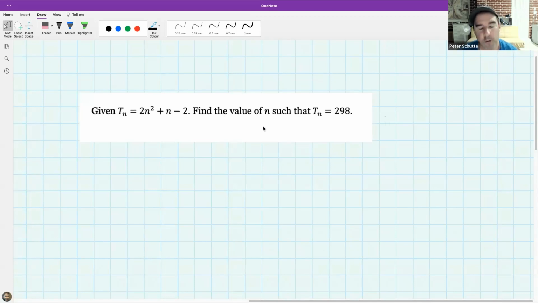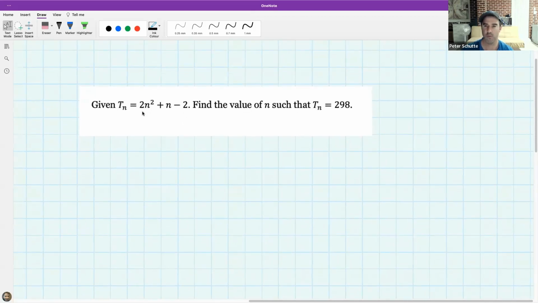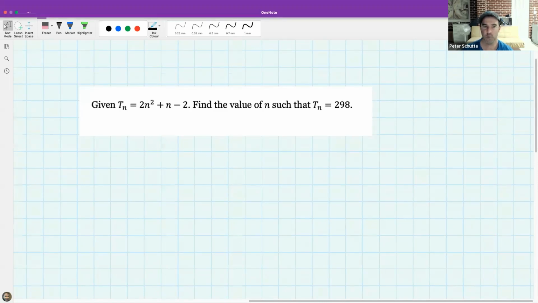But before I do that, would anybody like to explain the first step as we try and do this continuation from the last lesson? If you could raise your hand, I'd love to hear what the important thing I need to remember at the beginning of this type of question.